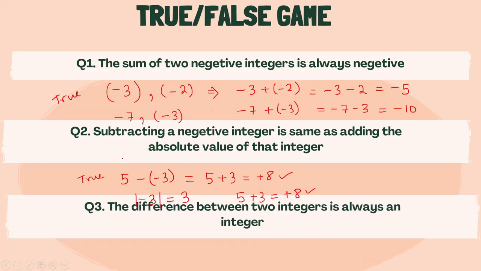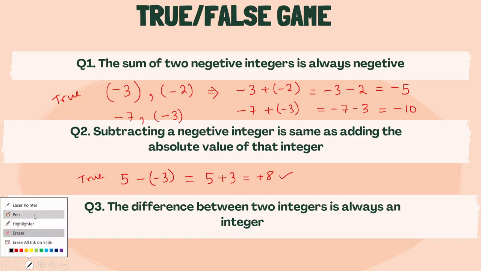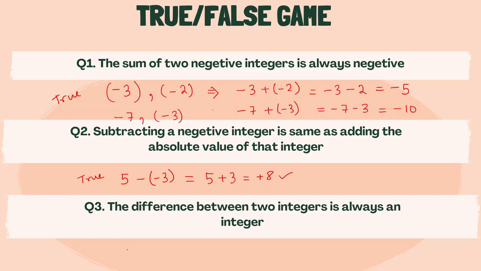Now we will come to the third question. I am erasing this portion so that you can see the third question. The difference between two integers is always an integer. Let's take two integers, 12 and minus 5. So what will be their difference? 12 minus minus 5. So this is 12 plus 5. So this is 17. So this is an integer.